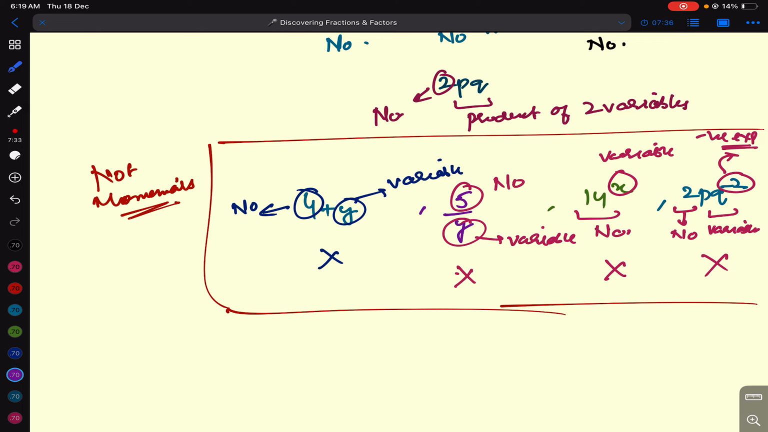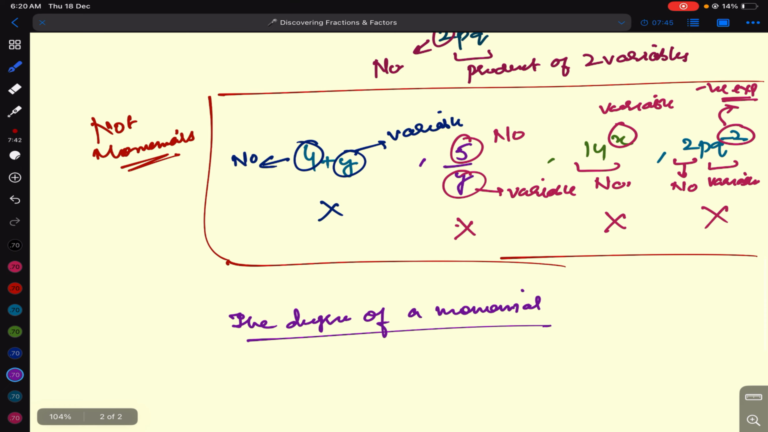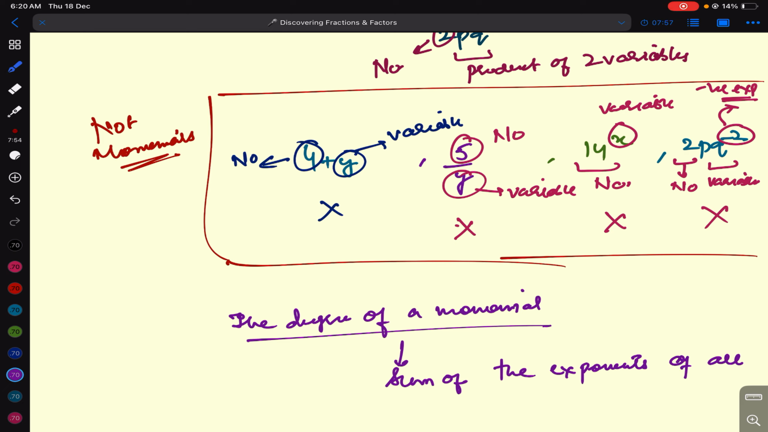Okay, so next that we are going to cover is the degree of a monomial. Now, how do we define the degree of a monomial? It is basically the sum of the exponents of all the included variables. That means whatever variables we have in a monomial, either there is one variable or multiple variables in a product, we simply add the respective exponents, and that's how we get the degree of the monomial.